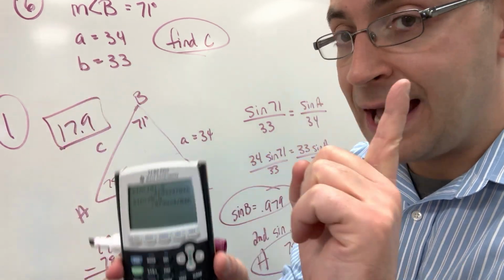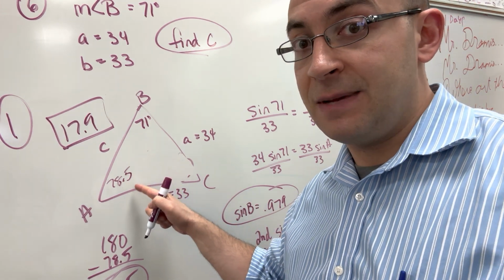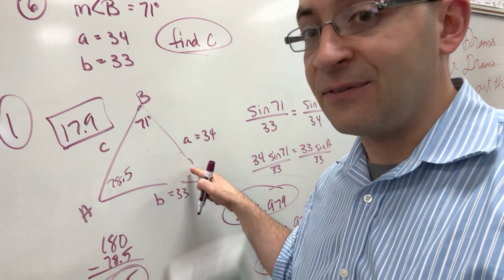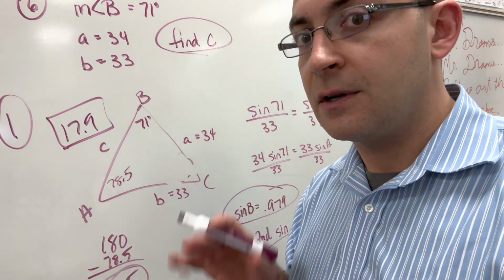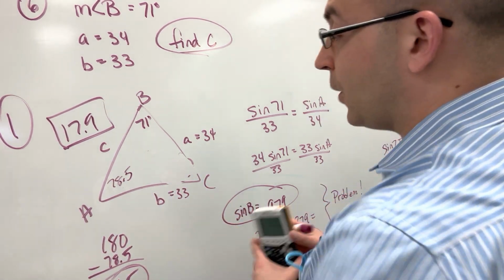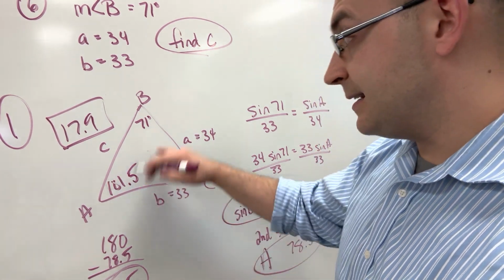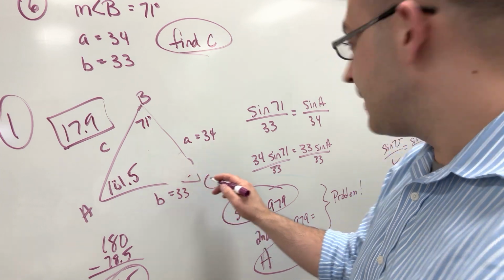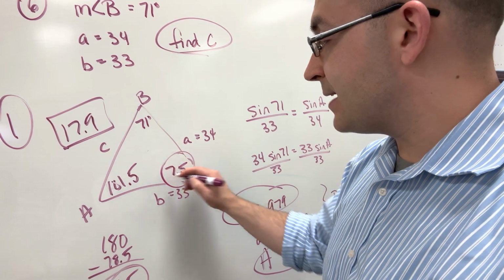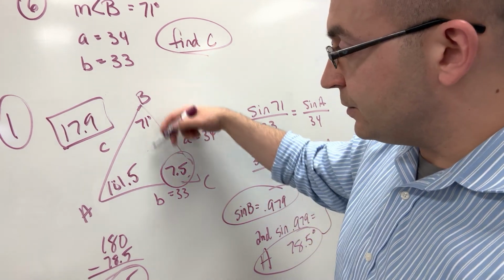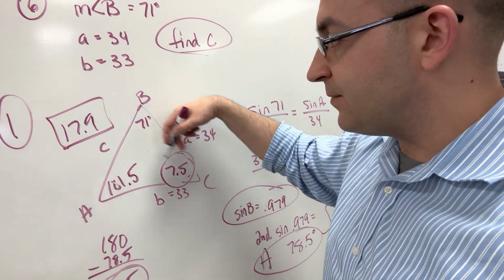Really important: when we find an angle measurement that works, meaning I have room to find a third angle, I've got to do this process twice because there could be two possible answers. So when I put 101.5 in here and subtract to find the third angle, I get 7.5, which is really small. I'm going to do the same process because now this is the missing angle: sine of 71 over 33 equals sine of 7.5 over C.